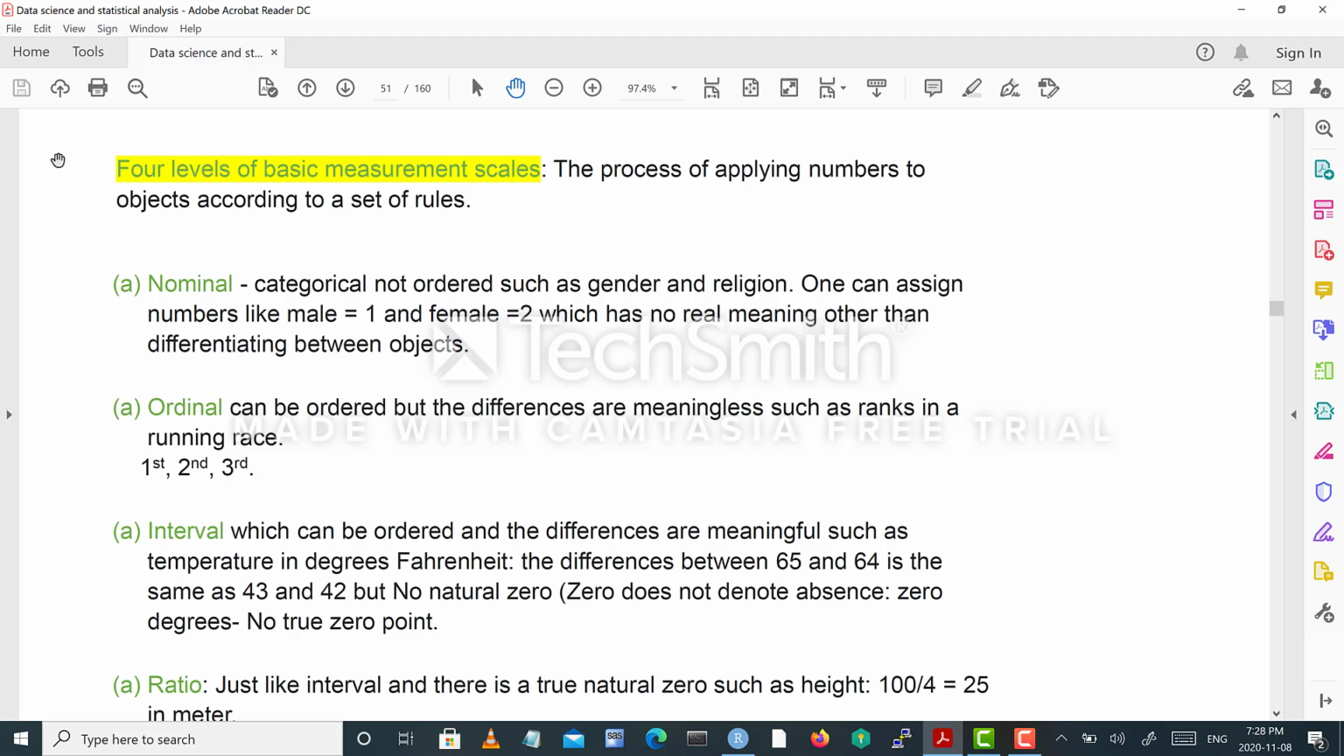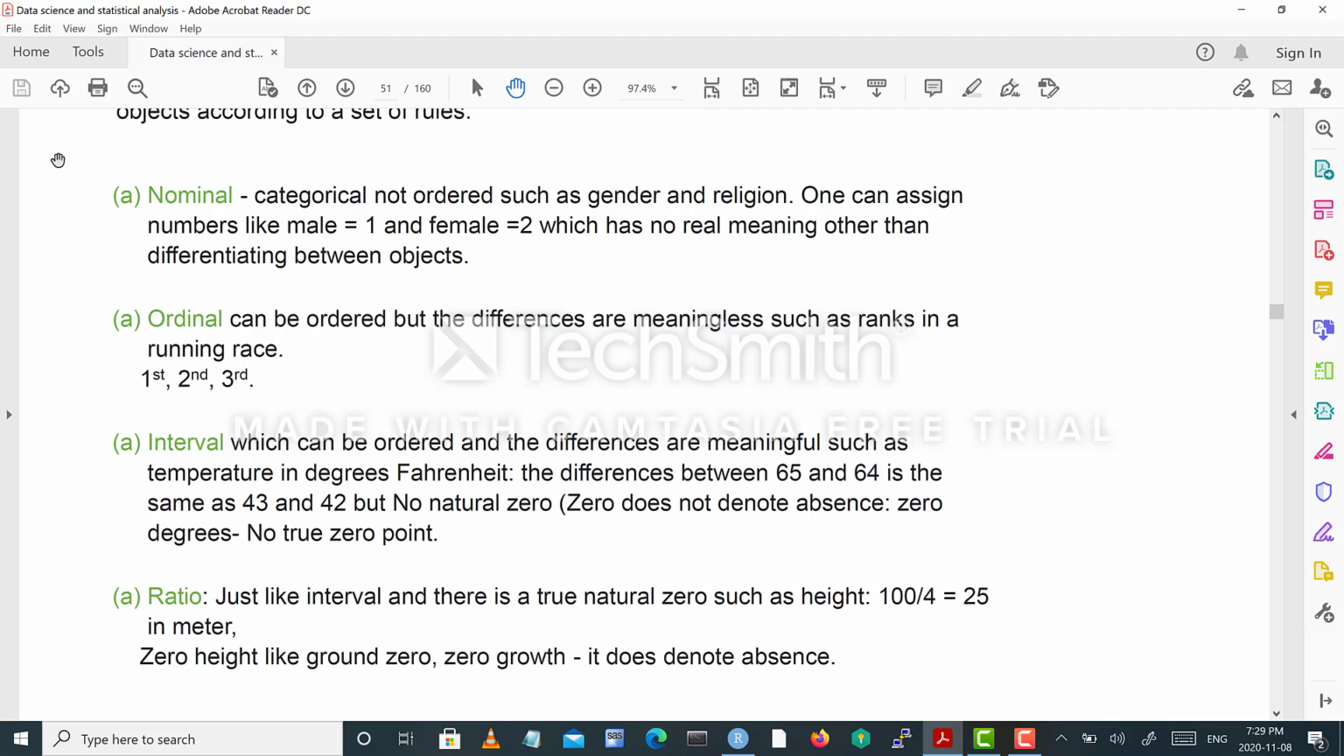Four levels of basic measurement scales, the process of applying numbers to objects according to a set of rules. Nominal or categorical, not ordered, such as gender and religion. One can assign numbers like male equals 1 and female equals 2, which has no real meaning other than differentiating between objects. Ordinal, which can be ordered, but the differences are meaningless, such as ranks in a running race: first, second, third.